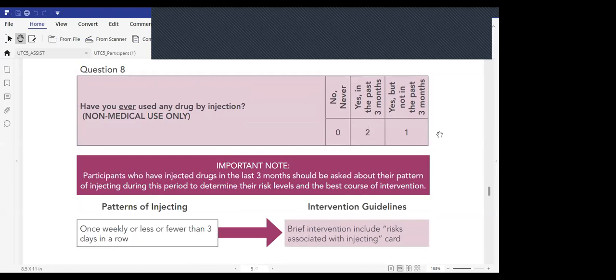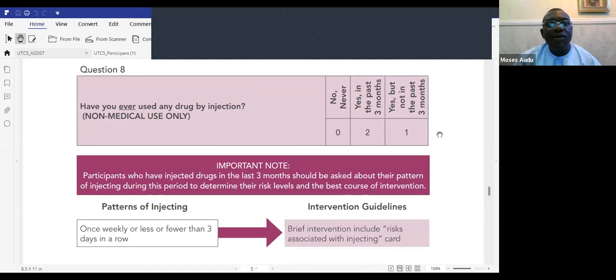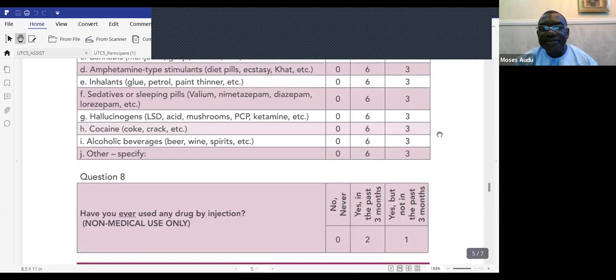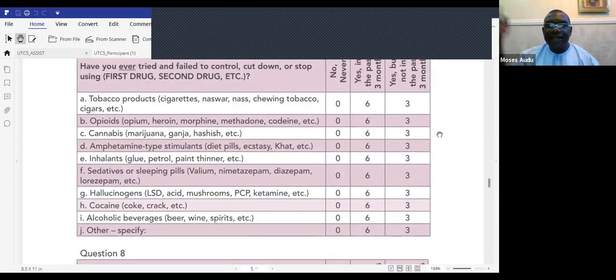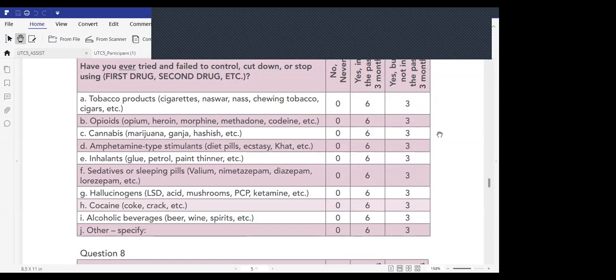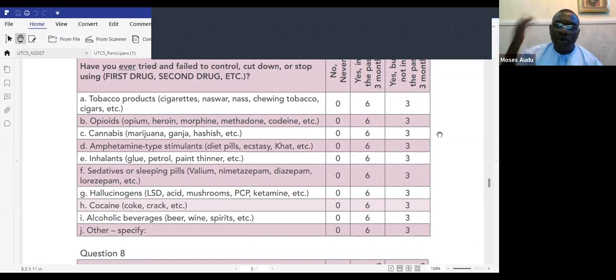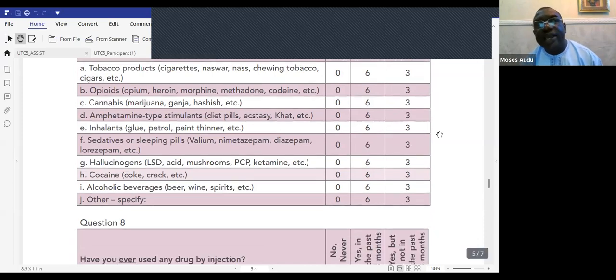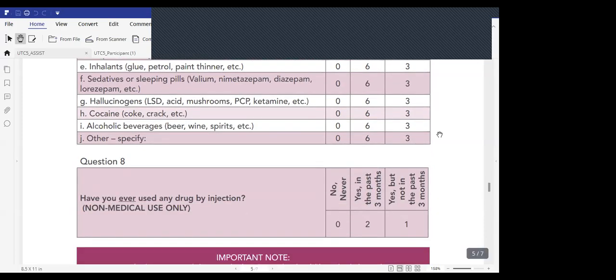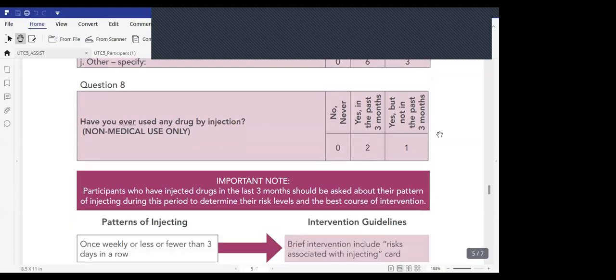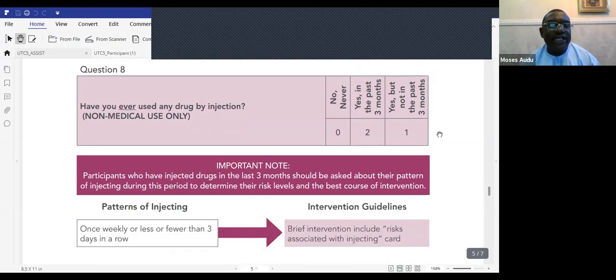I didn't get his response for tobacco. To tobacco? Yes. Okay, let's go back to question 7 again. I'm sorry. Okay. To tobacco, he said yes. He had tried and failed to control it in the past 3 months for tobacco. So are you okay? Yes, I'm alright. Okay, thank you. So for question 8, this is the last question, George.